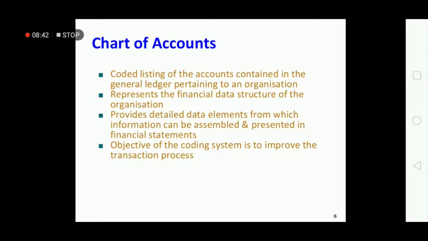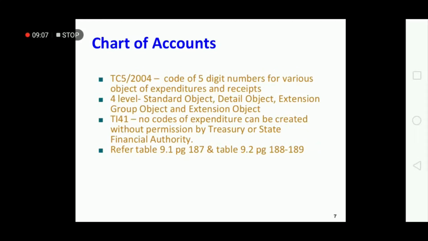This chart of accounts enables transaction data to be classified and coded. So, it provides detailed data elements from which information can be assembled and presented in financial statements. So overall, the objective of the coding system is to improve the transaction process. This is an important part to remember.